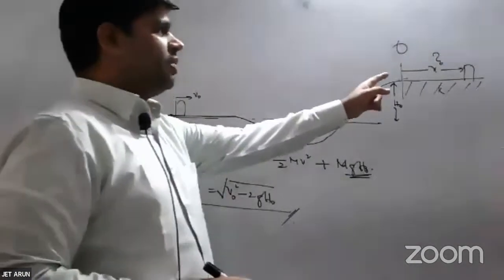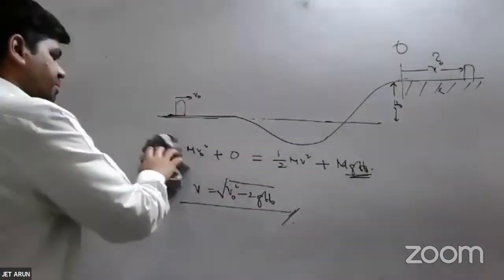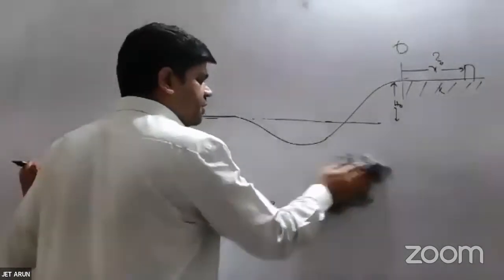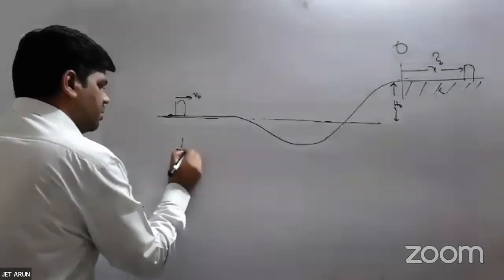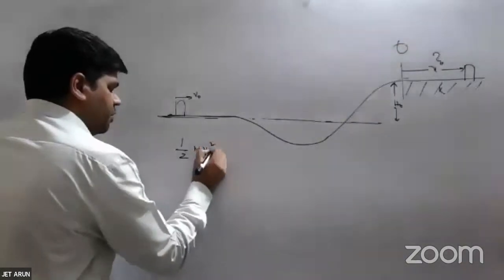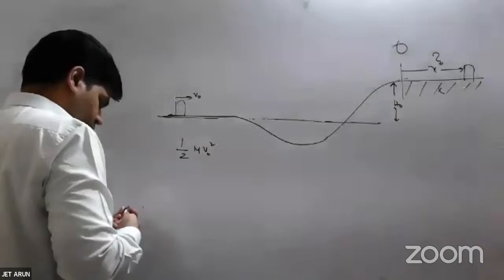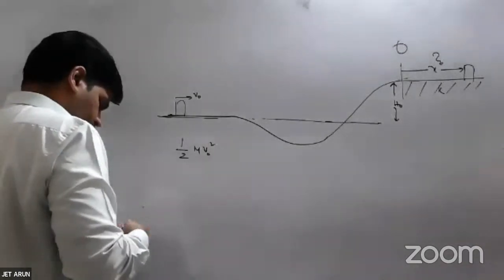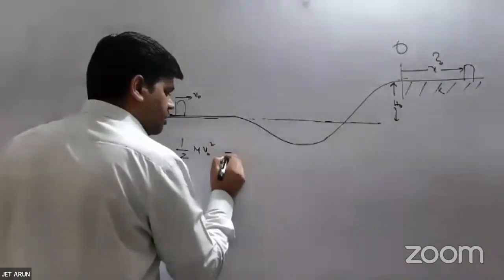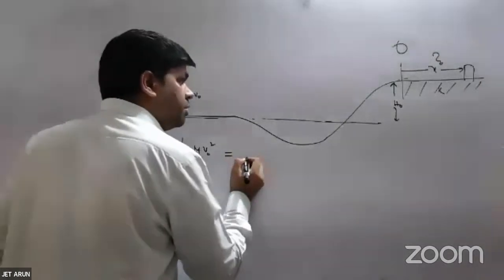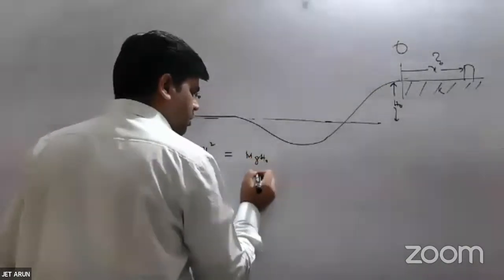What is asked is I have to find out the distance x. So in that case, I don't even have to write this equation. I'll directly go for initial position and final position. Initial configuration of the system, final configuration of the system. Initial configuration: half m v naught square is equal to mgh naught.